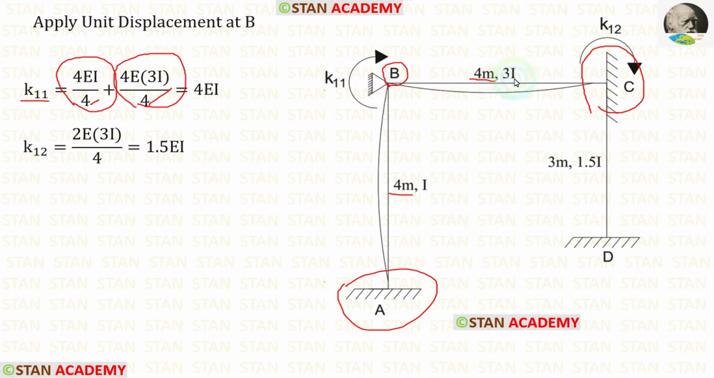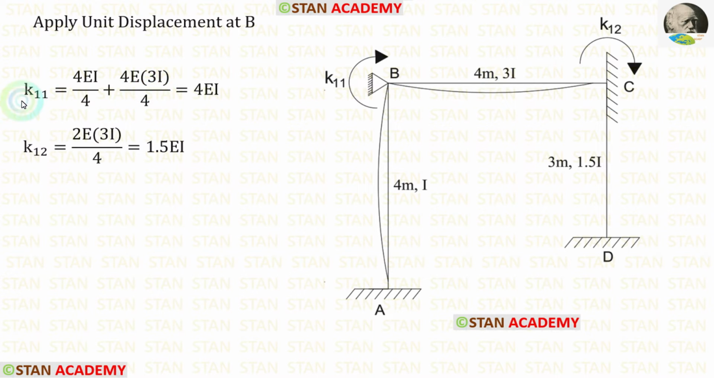Let us apply that. The moment of inertia for BC is 3I. So instead of I, we have to apply 3I. For K11, we have to add these two values. After adding, we are getting 4EI. Now let us find K12.